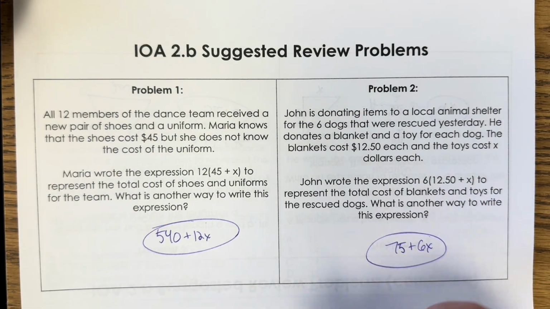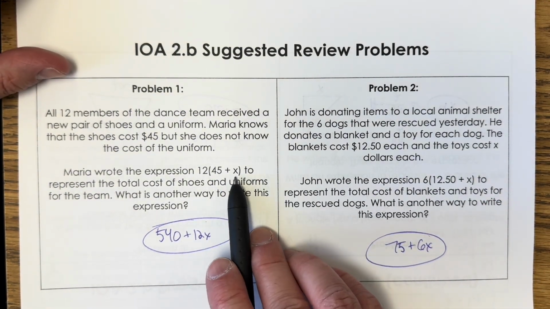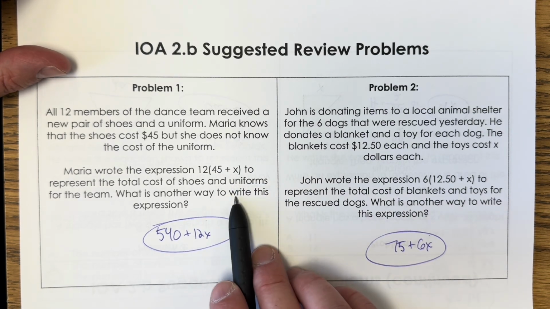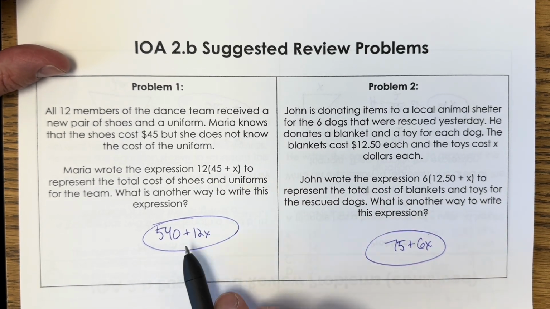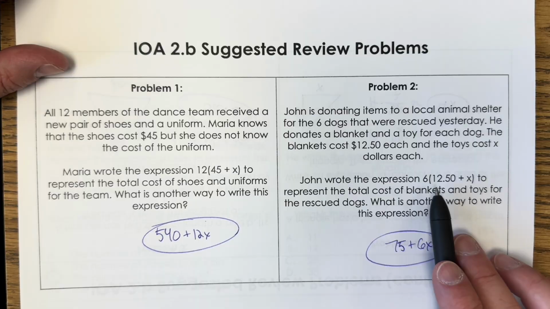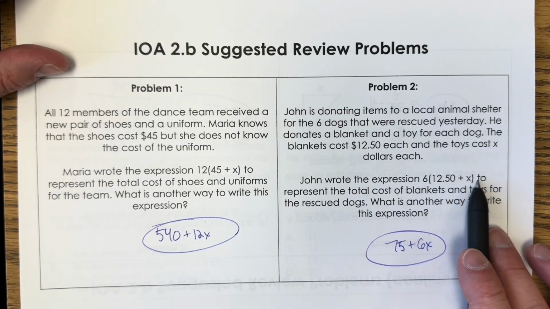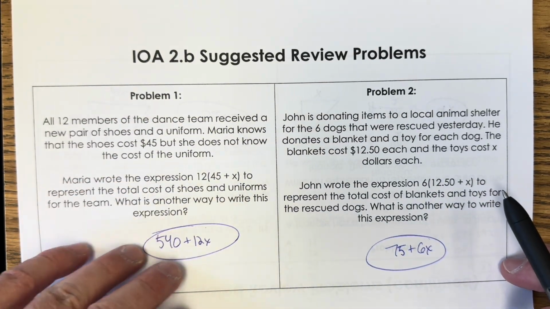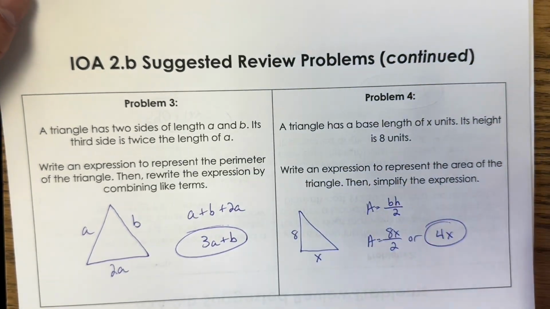All right. Dance team members. This is the expression that represents the situation. What is another way to write this expression? Well, we just distribute it and simplify. Same here. John is going to distribute the 6 to both of these terms and simplify. Nothing else there, really.